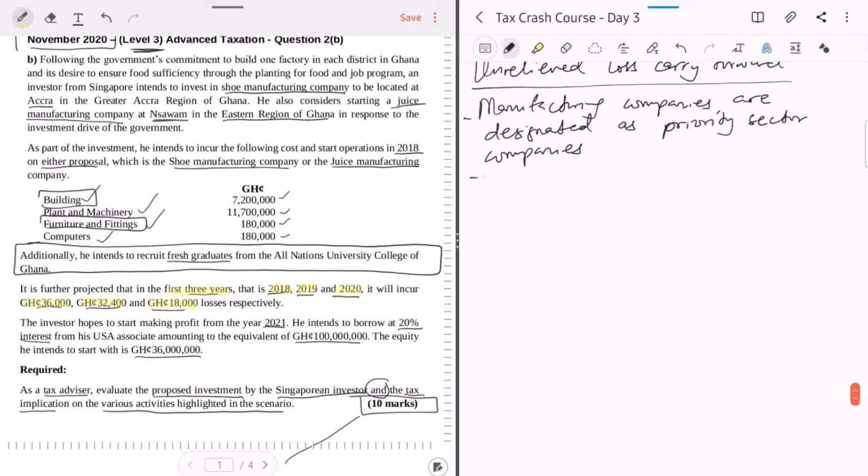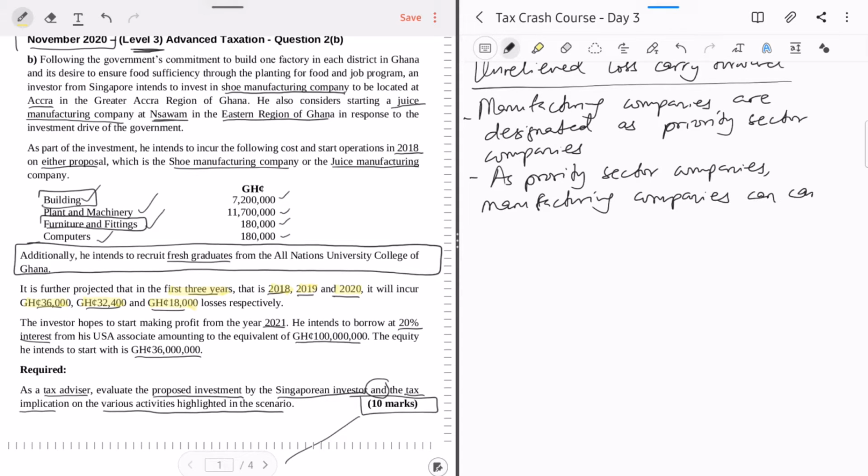So the next point to make is that as priority sector companies, manufacturing companies can carry forward unrelieved losses for a period of 5 years. Take note that those who are not priority can carry forward their losses for 3 years, but manufacturing and other priority sectors can carry forward their losses for 5 years.